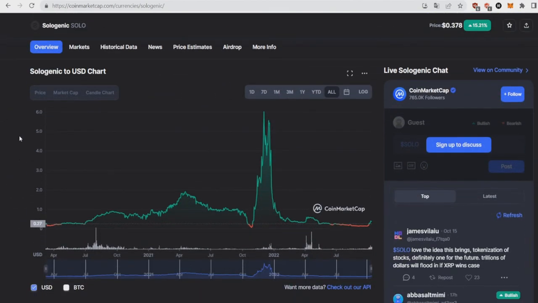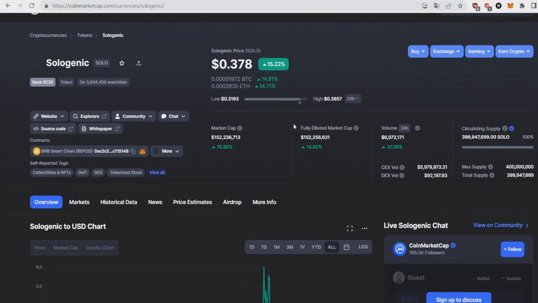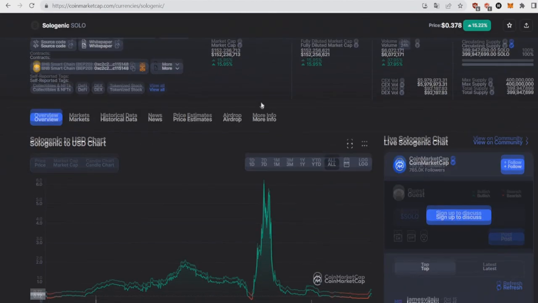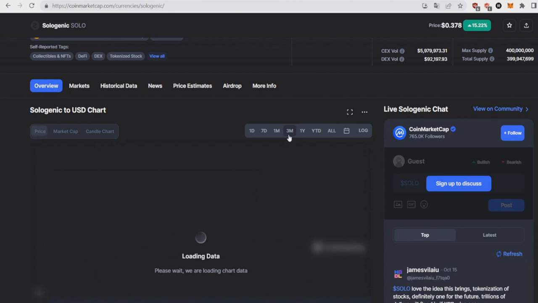If we take a look at the all-time charts, we can see that the token launched in March 2020 and it peaked all the way up to $6 in the last bull run in December 2021. So $6 is already an 18x. An 18x, guys, for this market cap is nothing. But since then, it crashed really hard, but always nice to see.